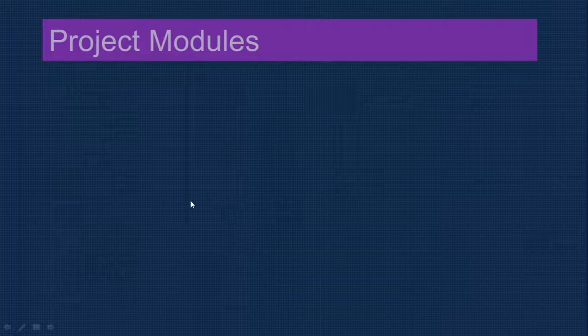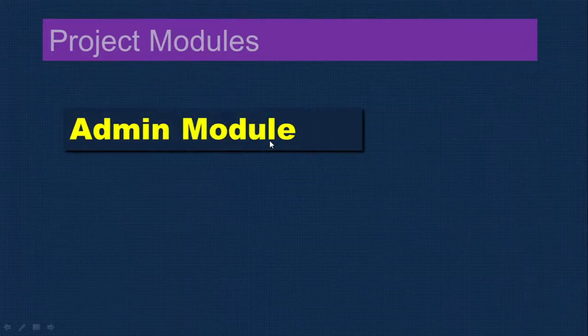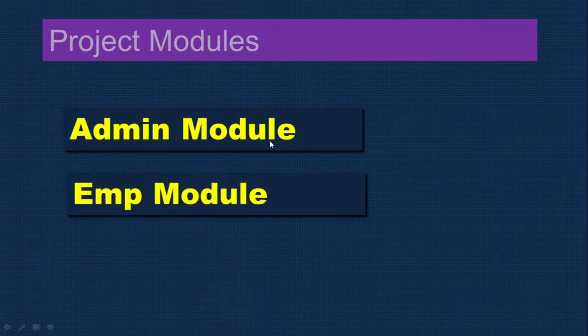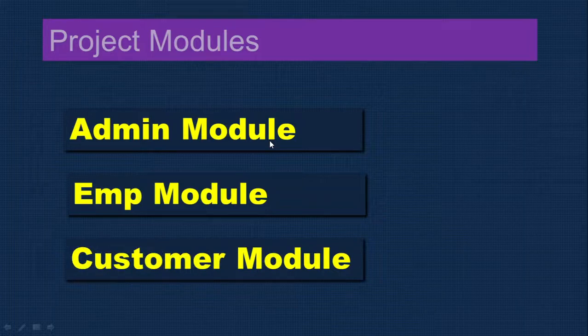Now let's understand what modules this project consists of. It will have an admin module, an employee module and a customer module. So this project is divided into three modules: for management, the admin; for the employee, to see the payments, complaints and all these things; and for the customer, to raise complaints and to make the payment.